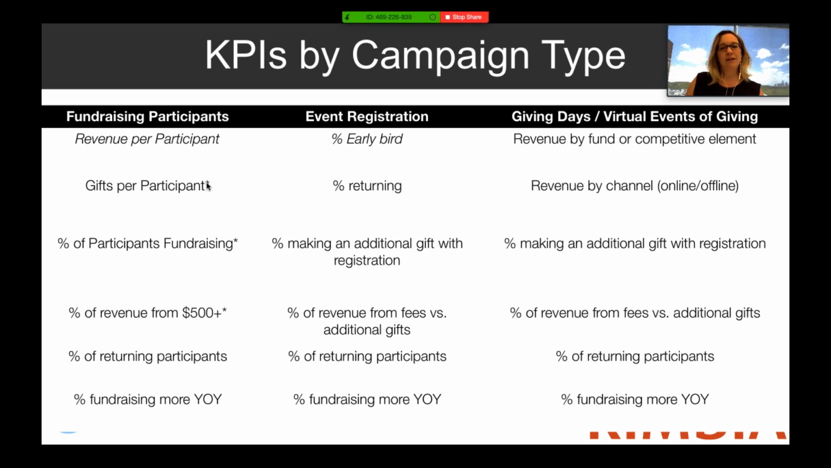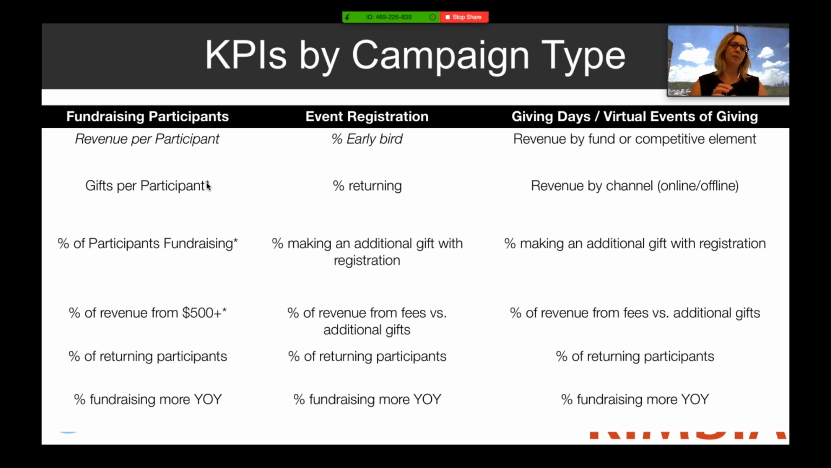For registration, I think it's important to look at things like how many people used an early bird promo, again, how many people were returning, how many people made an additional gift with their registration. And then you want to look at how much of the revenue came from just registration fees versus how much came from people actually donating and fundraising. And again, on that one, you want to look at returning attendees, participants, and fundraising performance year over year.